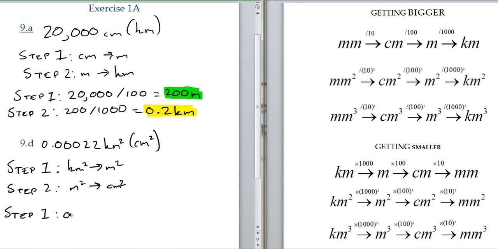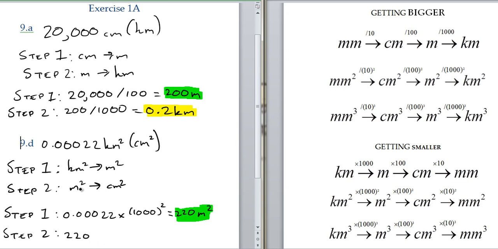So we do 0.00022 times 1,000 squared. And if you plug that in, you should get, if I'm not mistaken, 220 meters squared. So that's the end of step 1. And we'll highlight that, and we'll use that answer for step 2. So in step 2, we take that answer, 220.